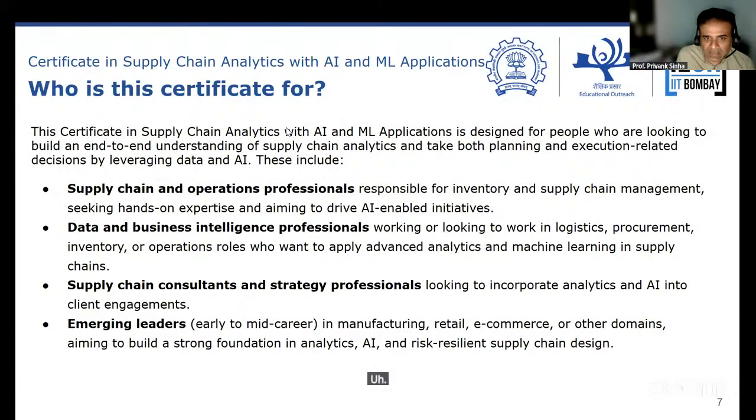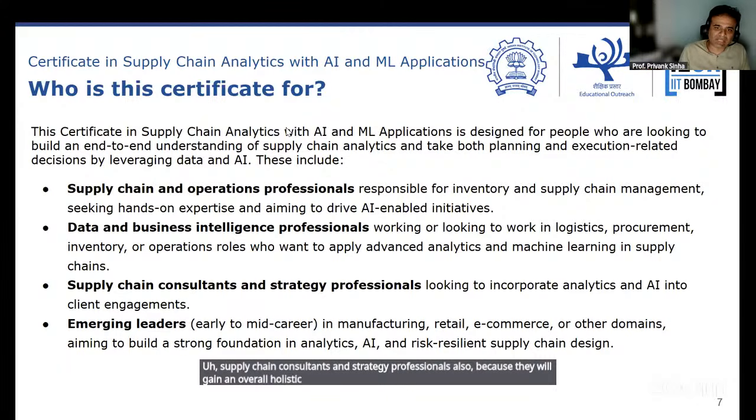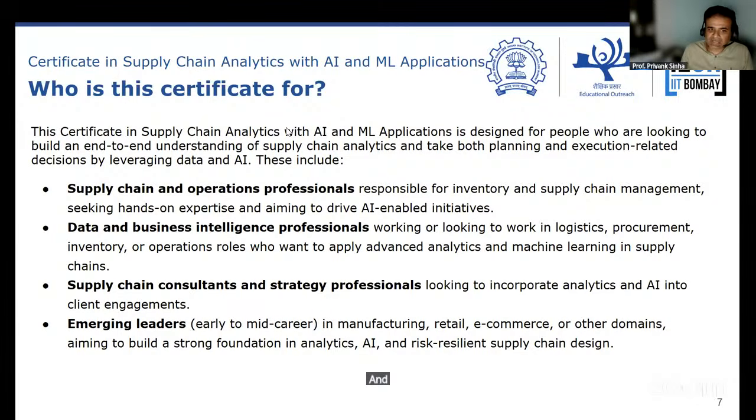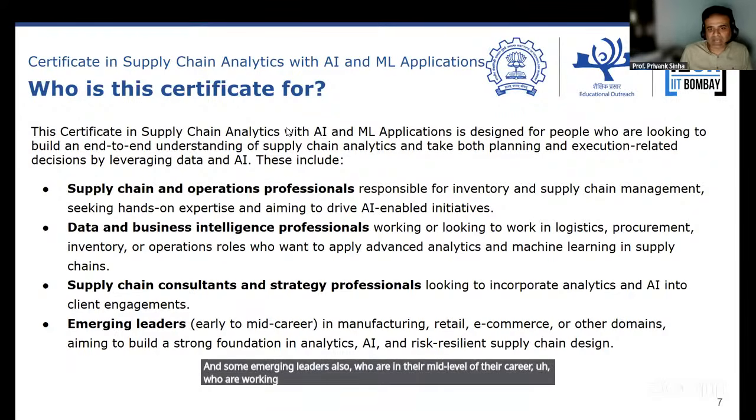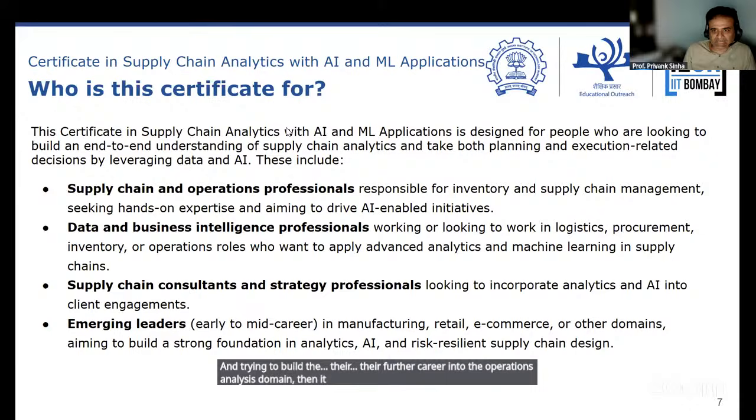Supply chain consultants and strategy professionals will also find it useful, because they will gain an overall holistic understanding of how supply chain works. Emerging leaders in the mid-level of their career, working in manufacturing, retail, and e-commerce, will also benefit if they are interested in understanding the optimization side of things and want to build their career further in the operations analysis domain.